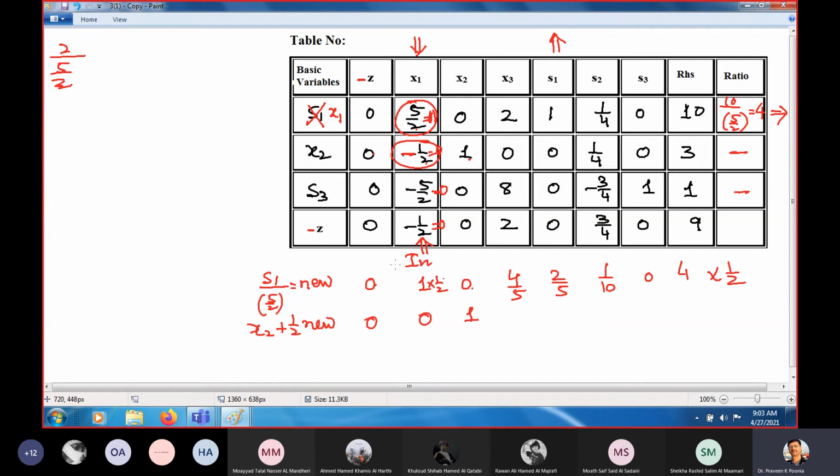0 plus 4 upon 5 into 1 upon 2. So 2 times 2, it is 2 upon 5. 0 plus 2 upon 5 multiplied by 1 upon 2. So it is 1 upon 5 here. And here is 1 upon 4 plus 1 upon 2 multiplied by 1 upon 10, into 1 upon 2. It is 1 upon 20.